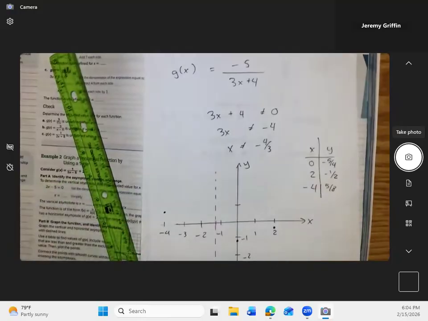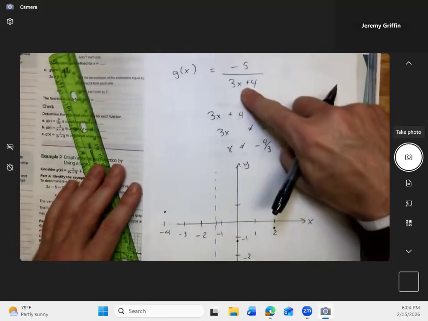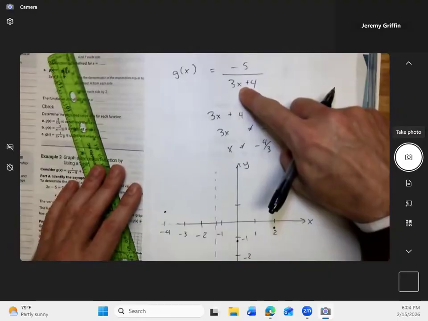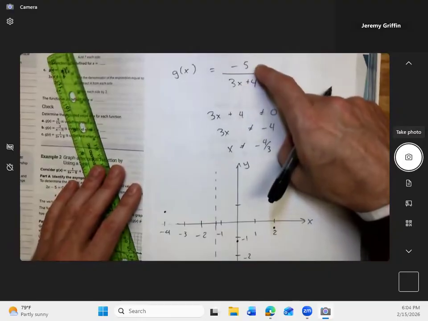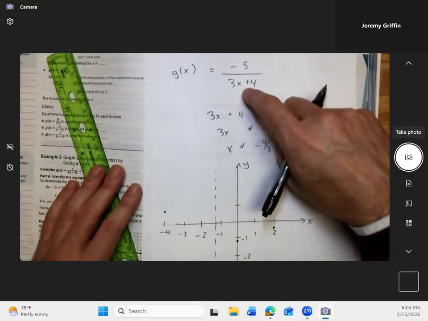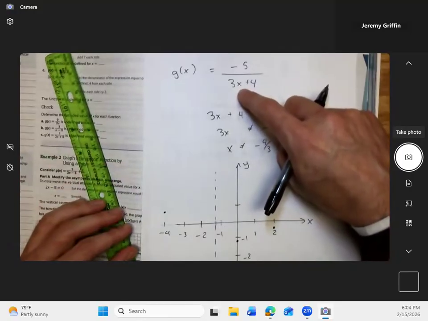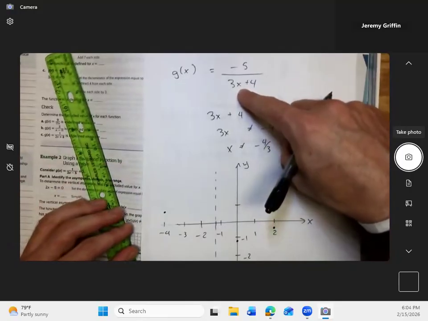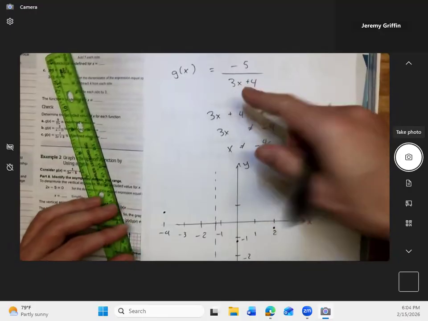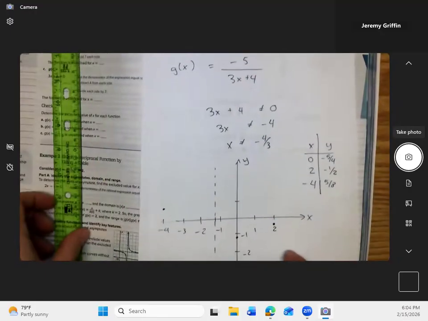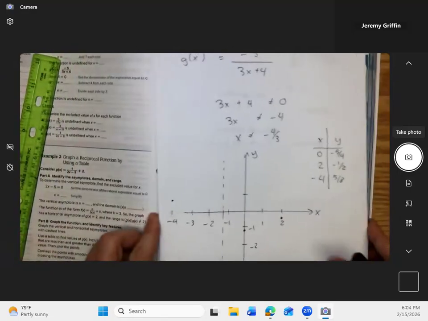All right, you know what else I should be looking for? How about a horizontal asymptote? Like, what if you let x get really big, like a million? Well, you have negative 5 over like 3 million, and so, roughly, it's getting really close to zero. And if you let x go to negative a million, this is negative 5 over negative 3 million and something. So it's asymptotically approaching zero.